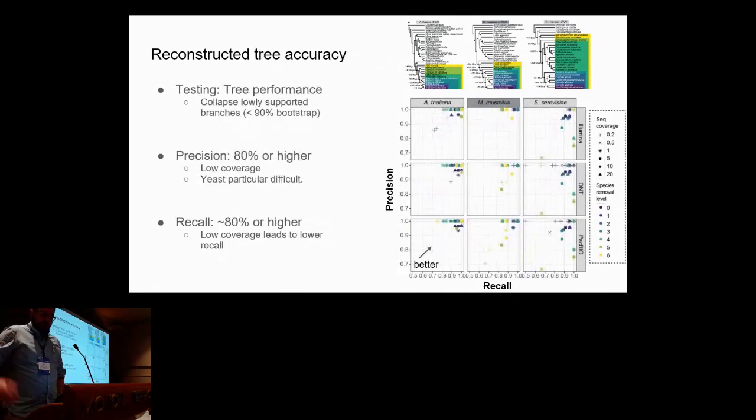So next, we were interested in tree accuracy, where we also measured the precision and recall, in a similar plot. So you want to be on the top right of every one of these plots.